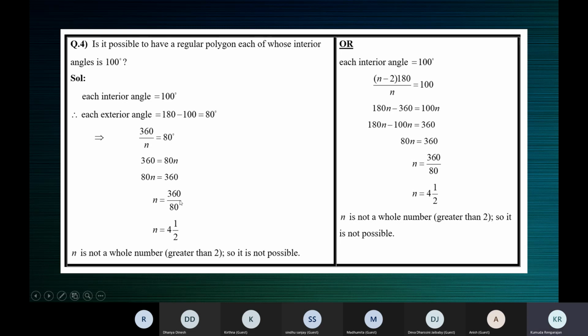See, 360 by 80, the zeros will get cancelled. Then 36 by 8. 36 by 8 is equal to 9 by 2. When you simplify in tables of 4, 9 by 2 is 4.5.